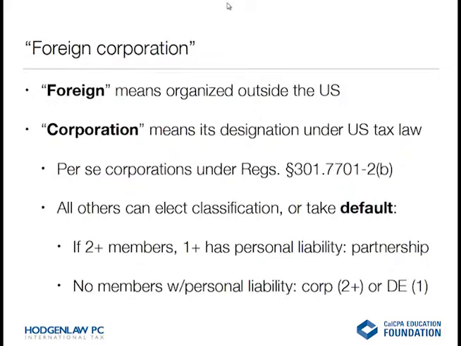If an entity has two or more members, and one or more of those has personal liability, then it defaults to a partnership. And if there are no members with personal liability, then it defaults to a corporation if there are two or more members, or just a disregarded entity if there's one member.